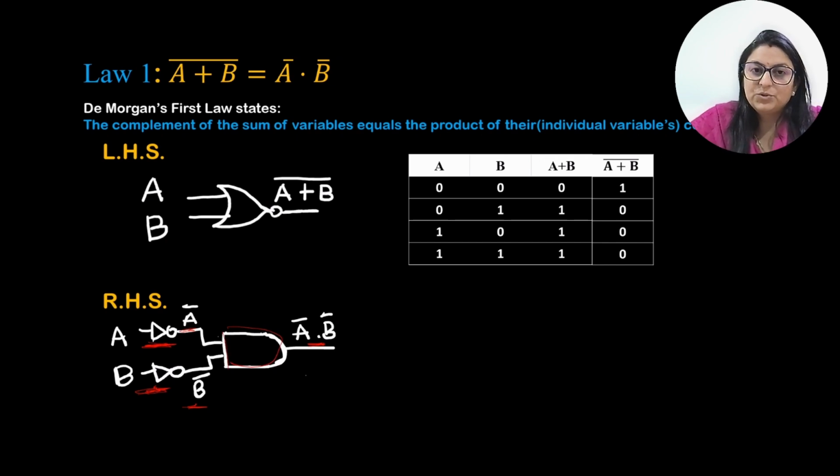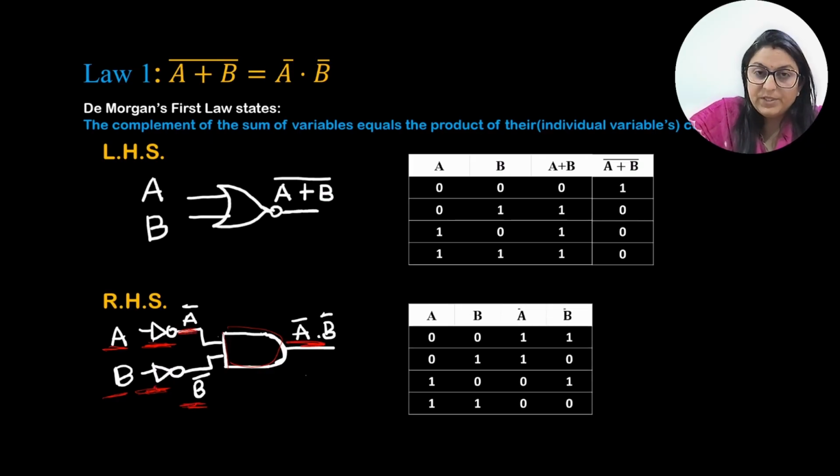Now let us have this truth table. Which variables we will have: a, b, a bar, b bar and a bar into b bar. Okay, so here you are getting a, b as 0, 0, 0, 1, 1, 0, 1, 1. So a bar is the reverse of this a.